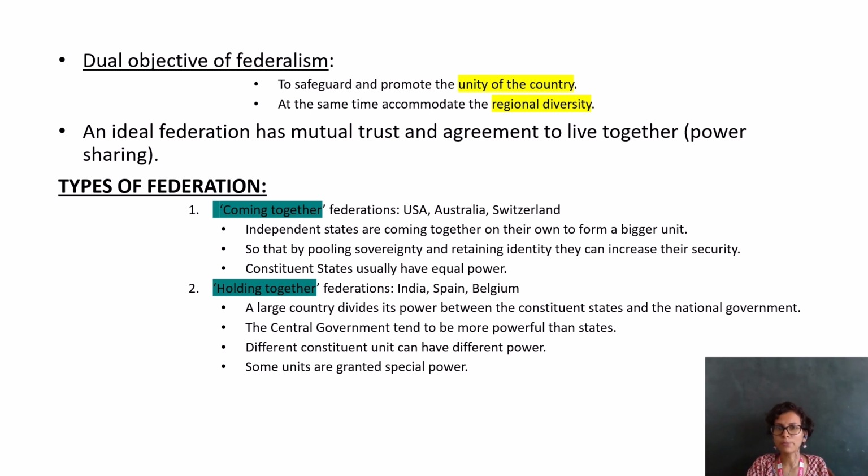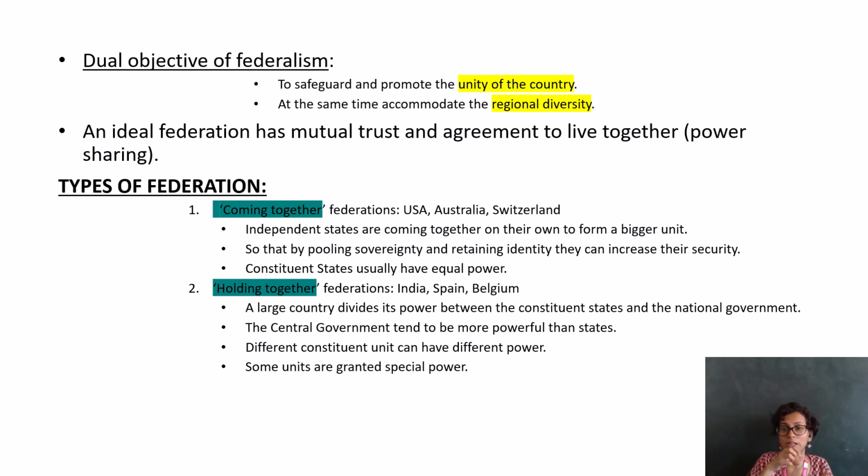Suppose there is only one central government in Delhi, telling that all should do it like this, all should speak the same language, wear the same dress, then people are not going to support. So to hear the grievances at the local level, there is state government, there is local self government, but also to unify the country, to keep the whole country together, there is central government. So this is the dual objective, two objectives. On one side, the central government is there to unify the country.